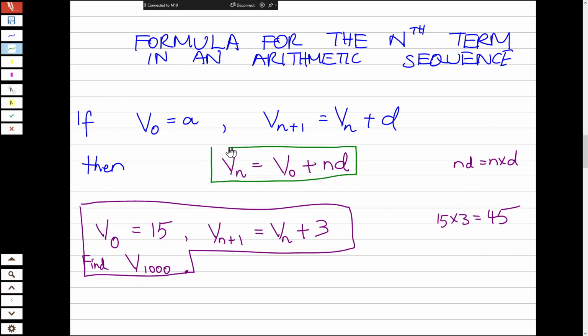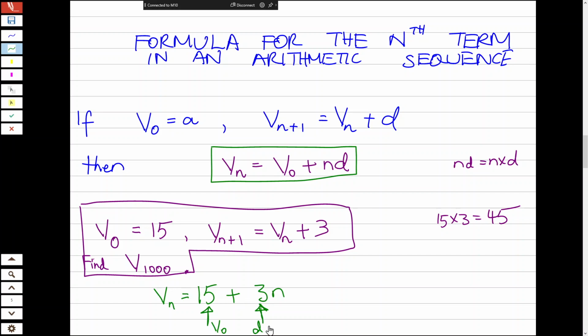So we're going to use this formula here. Vn equals V0, which is 15, plus n times d. My common difference d is 3. So now I've got a formula where I can choose whatever value of n I want, and I can get that term in the sequence without having to count up.